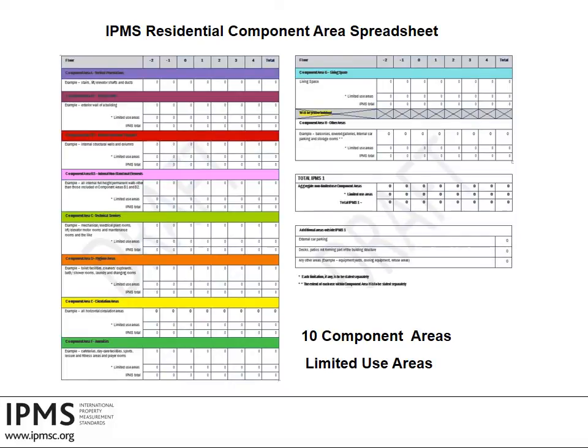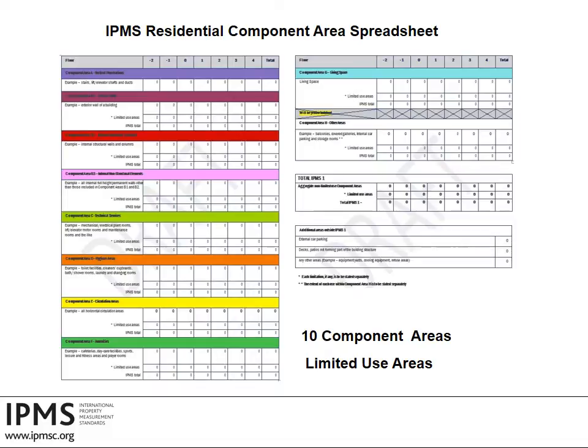On this slide, you will see a copy of the IPMS residential component area spreadsheet. You will notice that there's 10 main component areas comprising of vertical penetrations, internal structural elements, internal non-structural elements, technical services, hygiene areas, circulation areas, amenities, living space, and other areas.